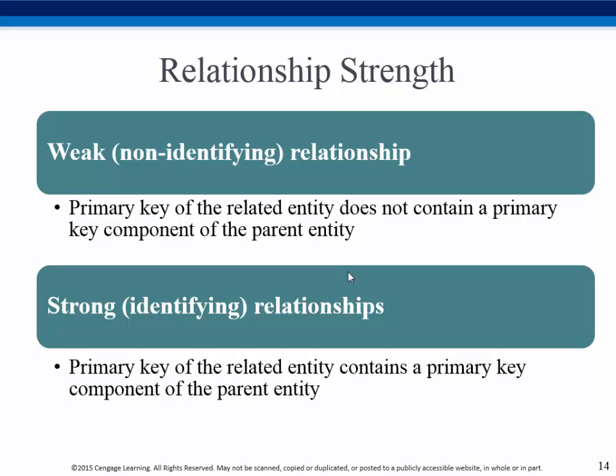A weak or non-identifying relationship exists if the primary key of the related entity does not contain a primary key component of the parent entity. By default, relationships are established by having the primary key of the parent entity appear as a foreign key on the related entity.